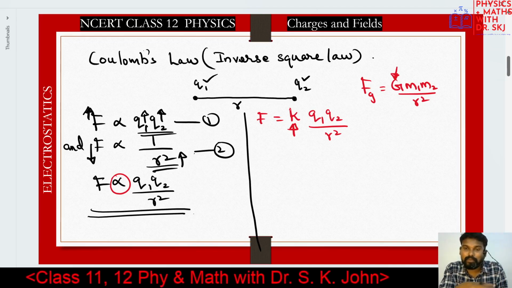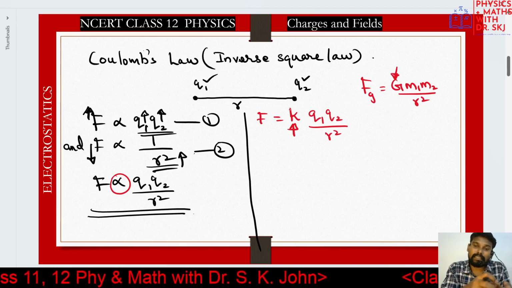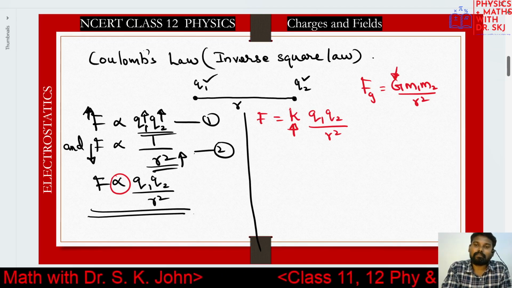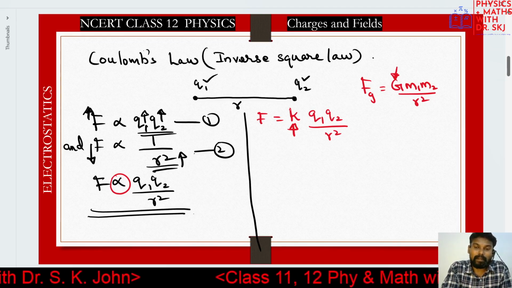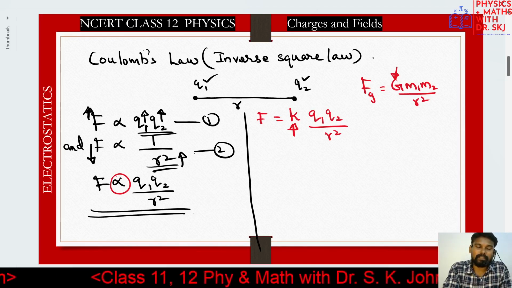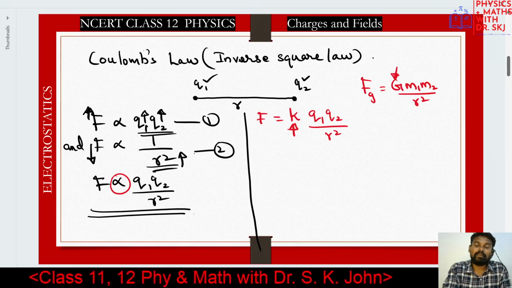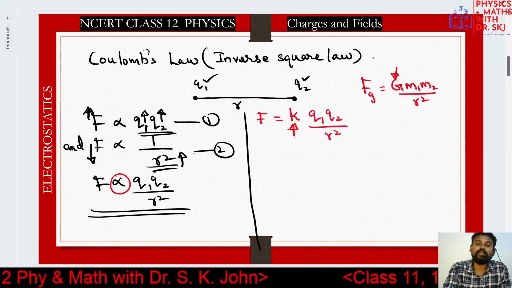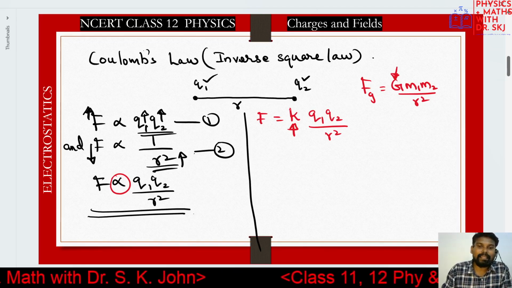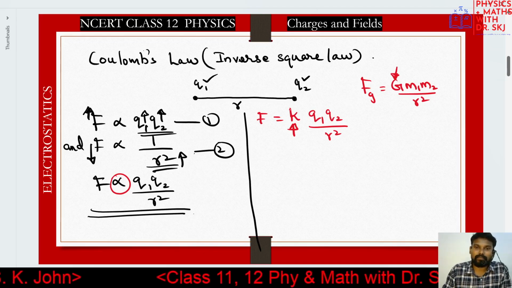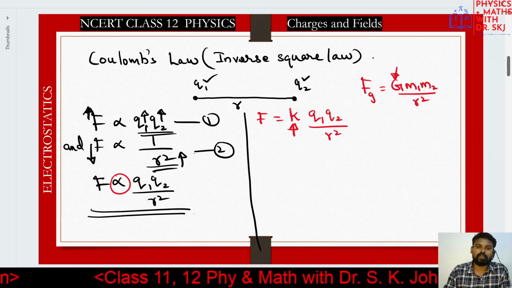it is called the universal gravitational constant. Why is it called the universal gravitational constant? Because it is the same everywhere in the universe. It is independent of the medium. The gravitational force between two masses is the same, whether the medium is water, air, or vacuum. This is a universal constant. But our k is not like that. k is not a universal constant. k is a constant which depends on the medium.